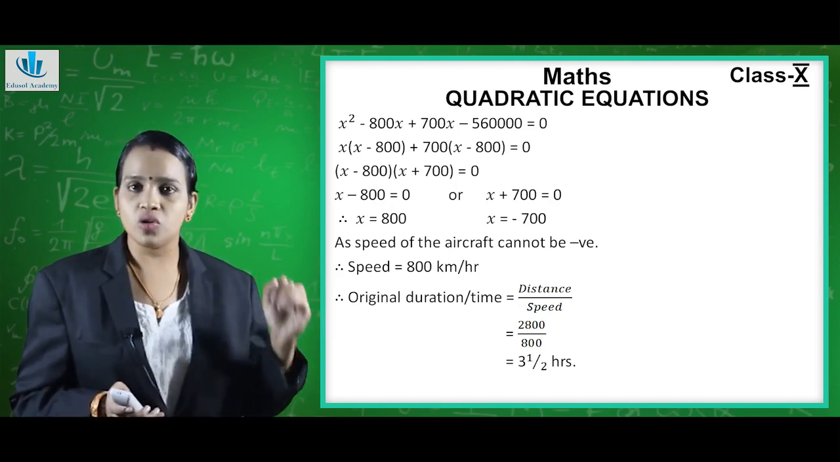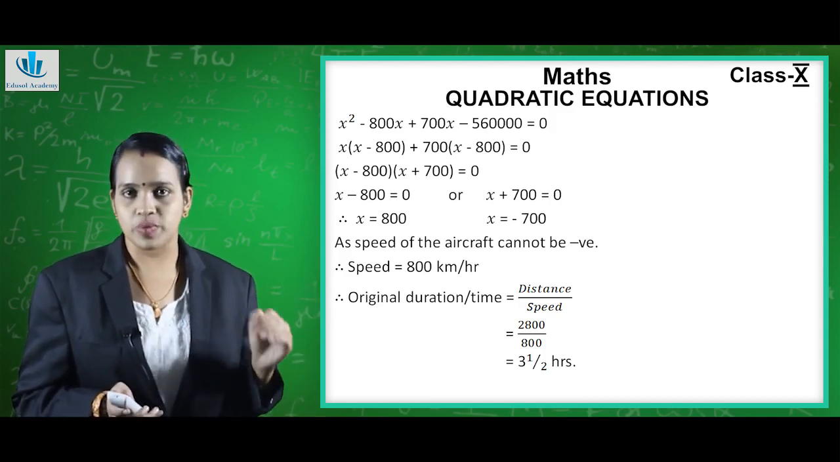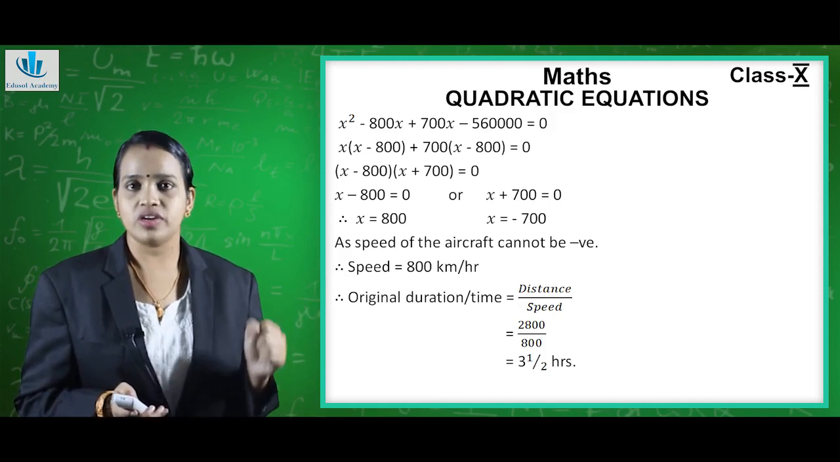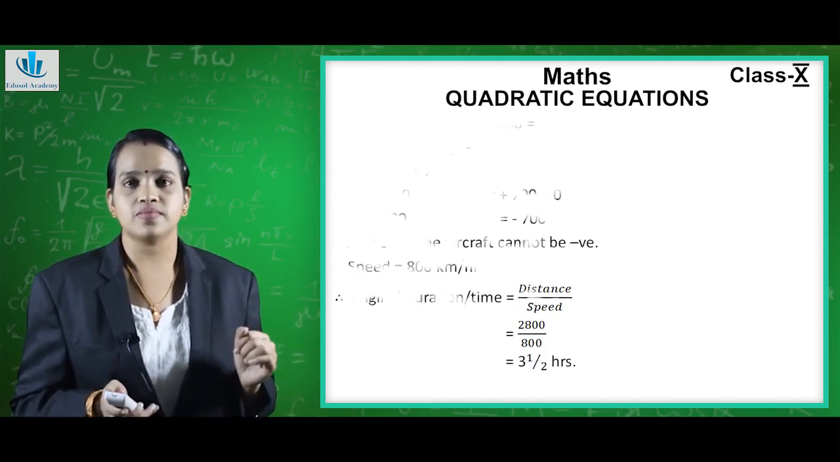Now we have to find the original duration or the time taken. So it is equal to distance upon speed, and distance is 2800 and speed is 800. So it gives 3.5 hours.